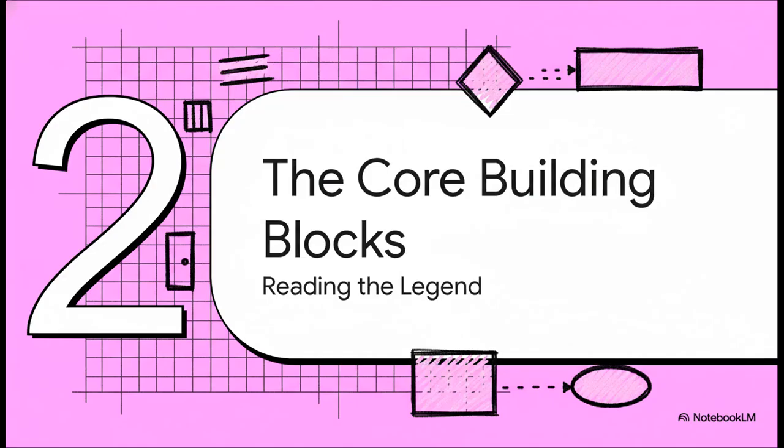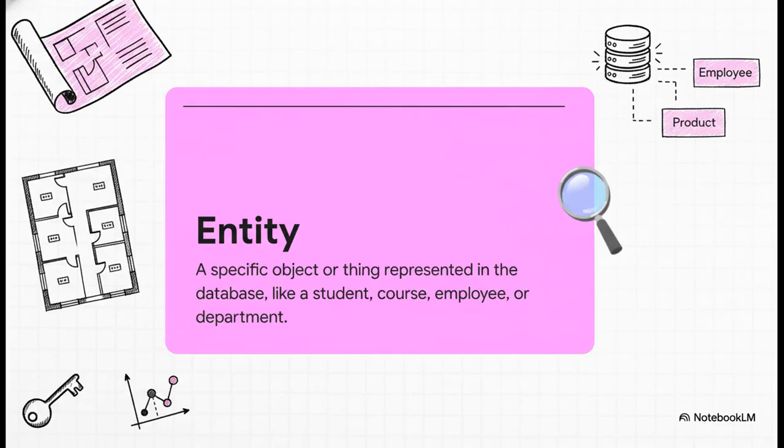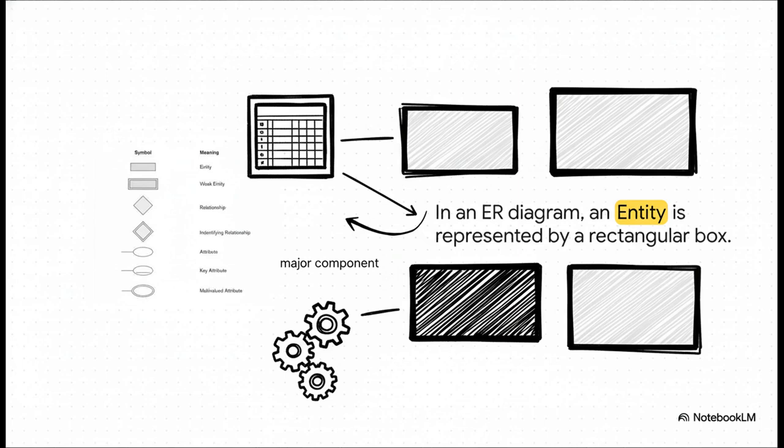Okay, so every blueprint has a legend, right? Symbols for walls, doors, windows, and ERDs are no different. It's got its own set of symbols. Let's learn the core ones. First up, we've got entities. The easiest way to think about these is as the main rooms in our building plan. They're the nouns of our database, the big important things we need to track, like an employee, a product, or a customer. And on our blueprint, you will always see an entity shown as a simple rectangle. So if you see a rectangle, you know you're looking at one of the major parts of the database.